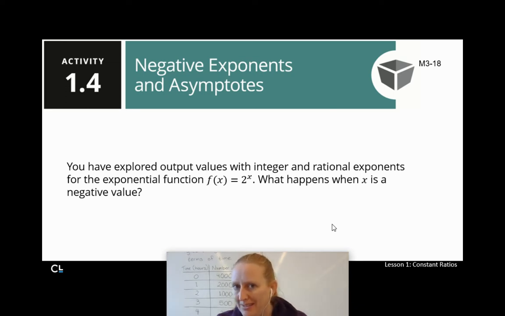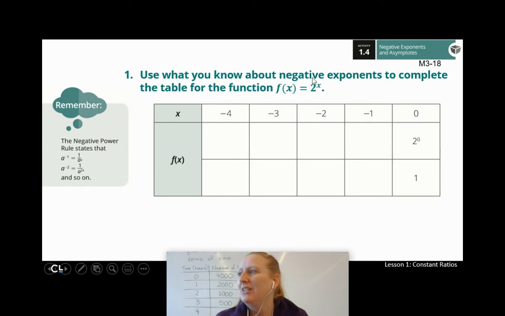But what happens if you have a negative exponent? We've talked about negative exponents before. So here's what I would like you to do. Here you have f of x equals 2 to the x power. And you know if we plug in a 0, 2 to the 0 power, anything to the 0 power is 1. So what if you plug in a negative 1, 2 to the negative 1, 2 to the negative 2, 2 to the negative 3, 2 to the negative 4? Work that out. I actually started with the negative 4, but work that out. Hit pause to work this out and fill in your table, and then hit play when you're ready to check your work.